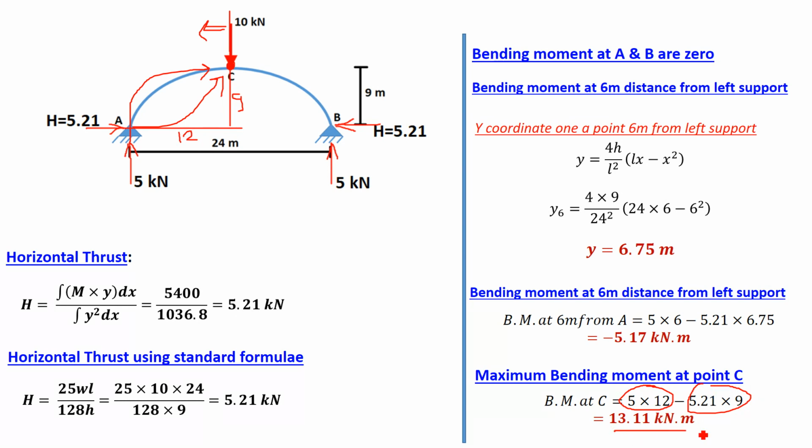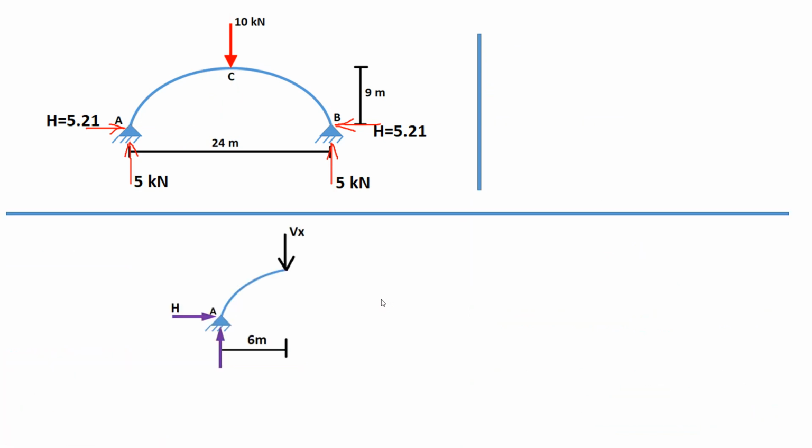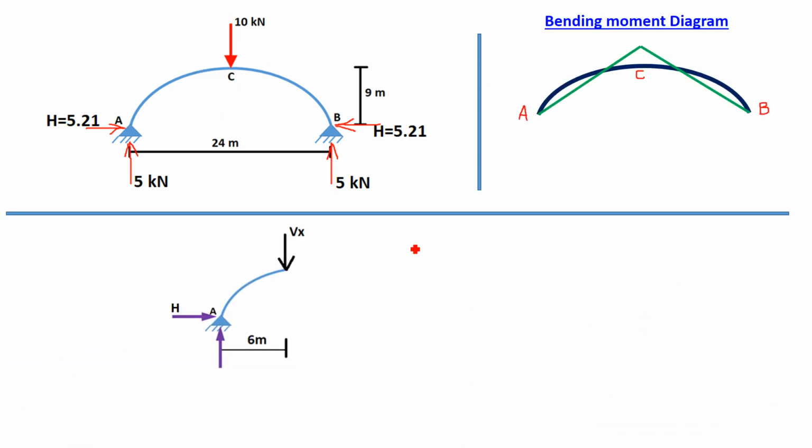The answer is coming 13.11. The answer is positive, which means this moment is clockwise. This is anti-clockwise at 6 meter and this is clockwise at point C. So both the moments we have calculated, and we can plot the bending moment diagram using this. This is the bending moment diagram. Since it is a central point load, it will be a triangle.